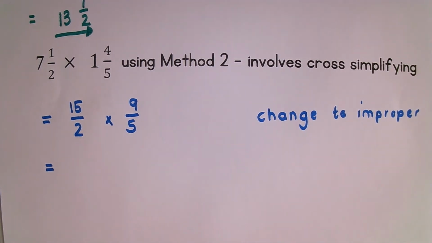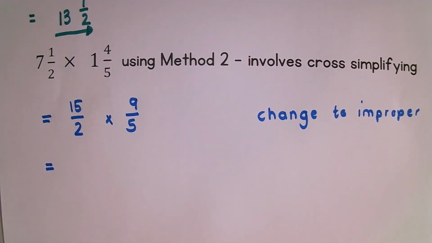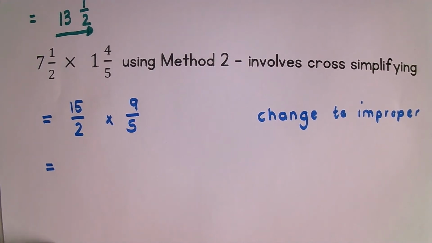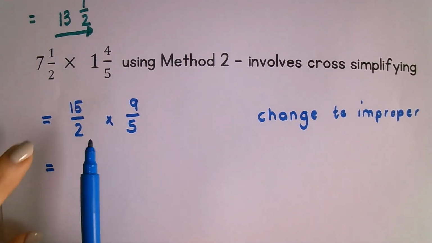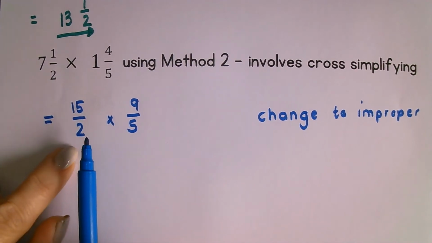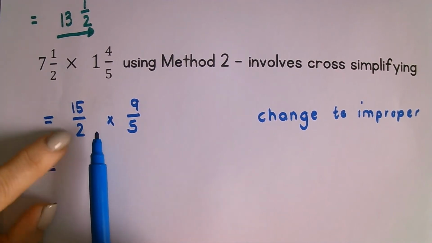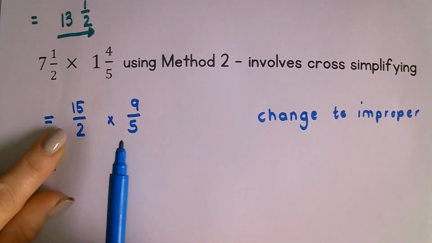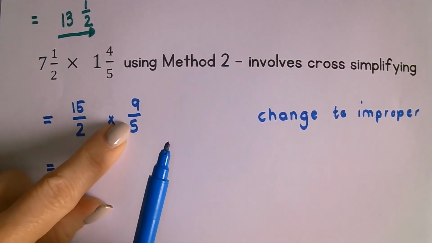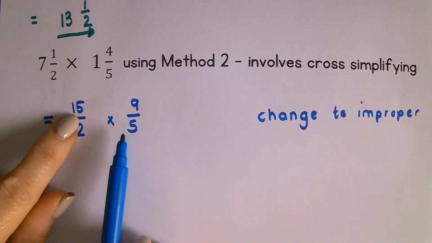Now, there's this method called cross simplifying, and what it means is you're going to find two numbers. One has to be a denominator and one has to be a numerator, and you are going to try and find a number that can go into both of them, but you have to make sure that it's two numbers, and one has to be a denominator and one has to be a numerator. What I mean by this is, if you look carefully here, we know the numerator is at the top, denominator at the bottom. Now, I can see I can't do anything here. Nothing can go into 15 and 2. And over here, nothing can go into 9 and 5 equally. But look at this. This is a numerator and that's a denominator.